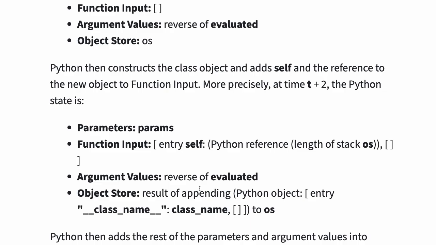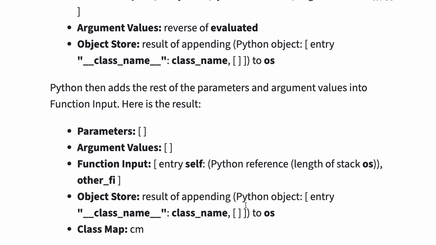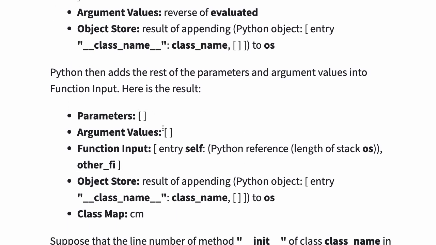More precisely, at time t plus 2, parameters is params, function input is the entry self and the Python reference to the length of the stack OS, argument values is still reverse of evaluated, and the object store is the result of appending the Python object with entry class name and class name to OS. Python then adds the rest of the parameters and argument values into function input. As a result, both the parameters and argument value stacks are empty. The function input is now the entry self, and the other entries built from the parameters and argument values.